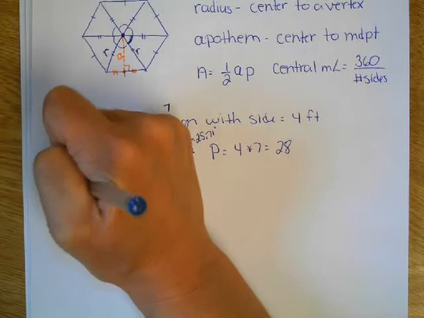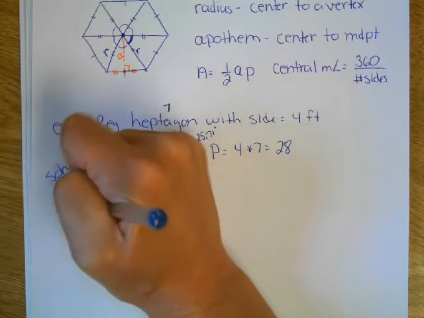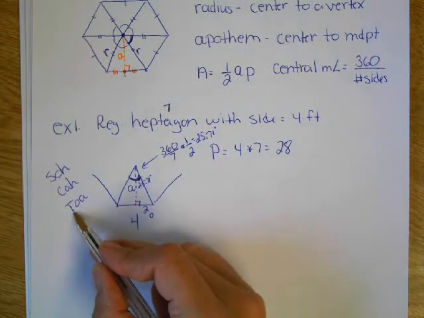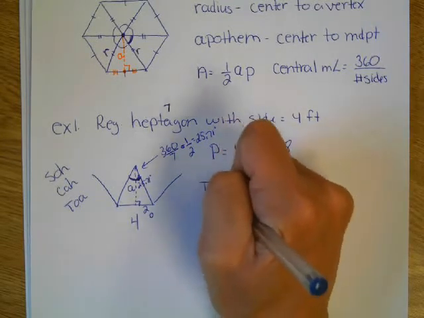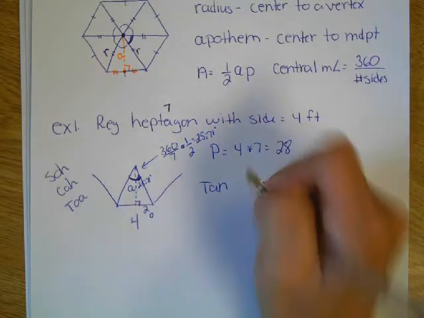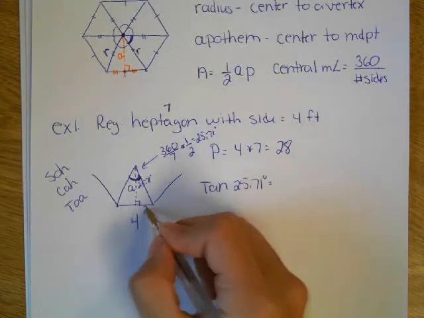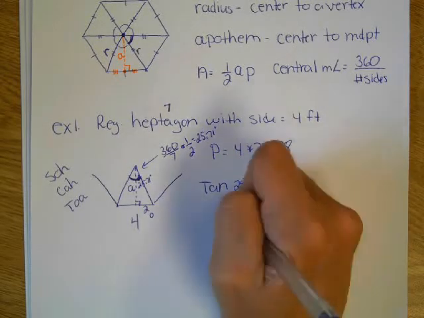But if you remember SOHCAHTOA, opposite and adjacent work with tangent. So we're going to set up a tangent to find this apothem. So the tan, and I'm standing at a 25.71. Opposite is the 2. Adjacent is the apothem.